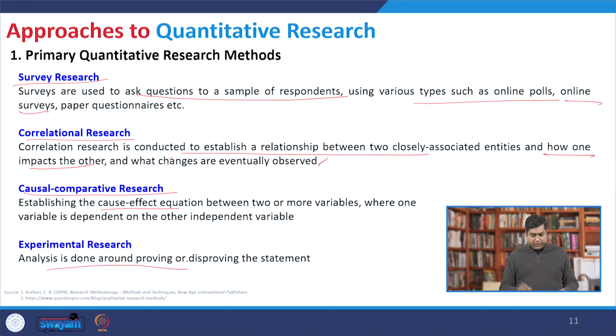Then we have experimental research. In this case, analysis is done around proving and disproving a statement. Here we set up the experiment, we have a certain hypothesis, and then we test it. So that is proving and disproving the fact.